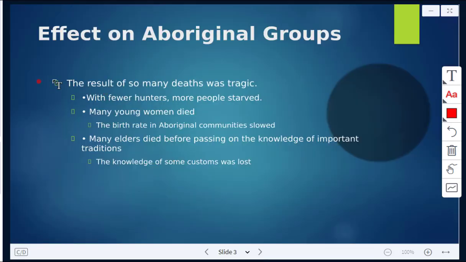The effect of so many deaths was tragic. With fewer hunters, more people starved, many young women died, so the birth rate in Aboriginal communities slowed. Many elders died before passing on their knowledge of important traditions. So the knowledge of some customs was also lost.